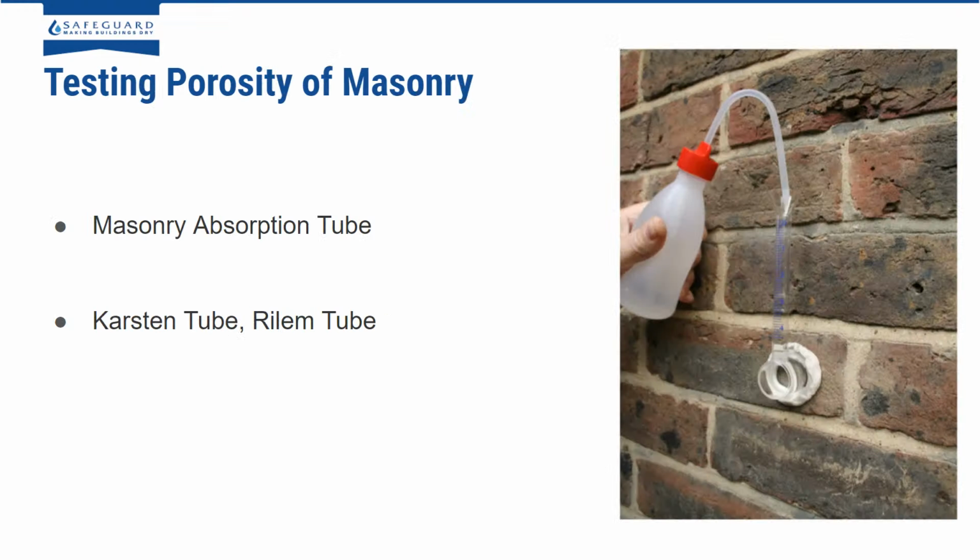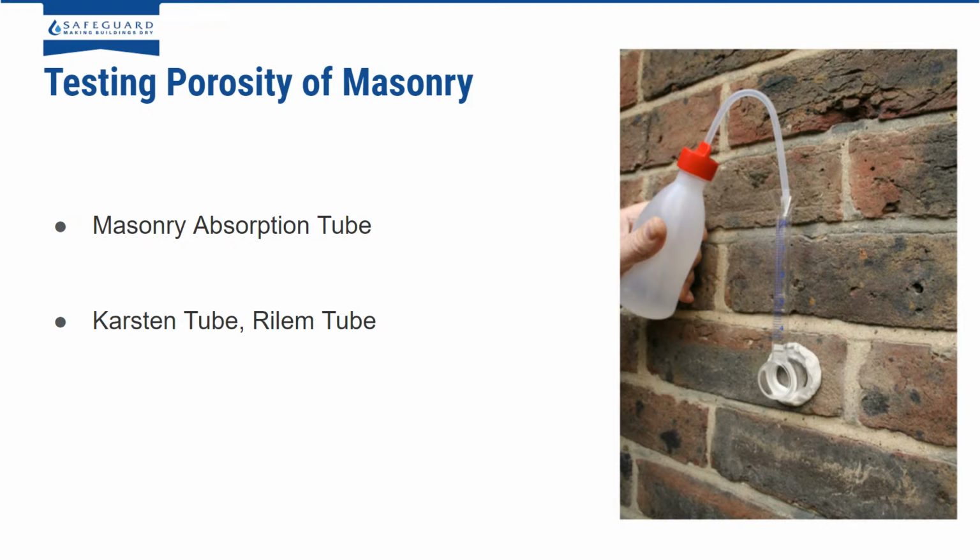So how can you actually check the porosity of masonry? This can be done by masonry absorption tubes. So these are based on the Ryland tube or Carston tube. And effectively what is done is that this tube will simulate wind-driven rain.